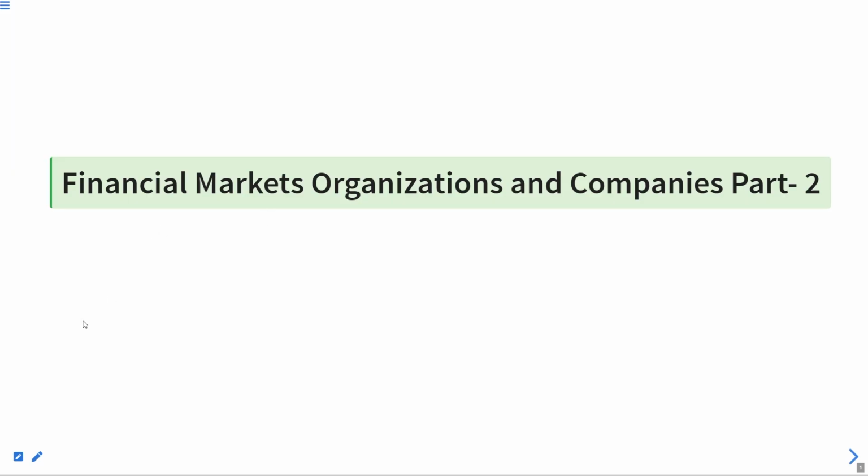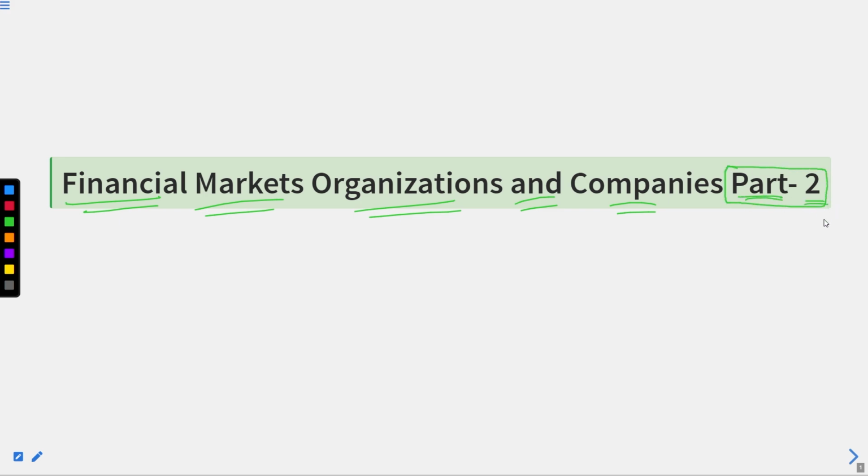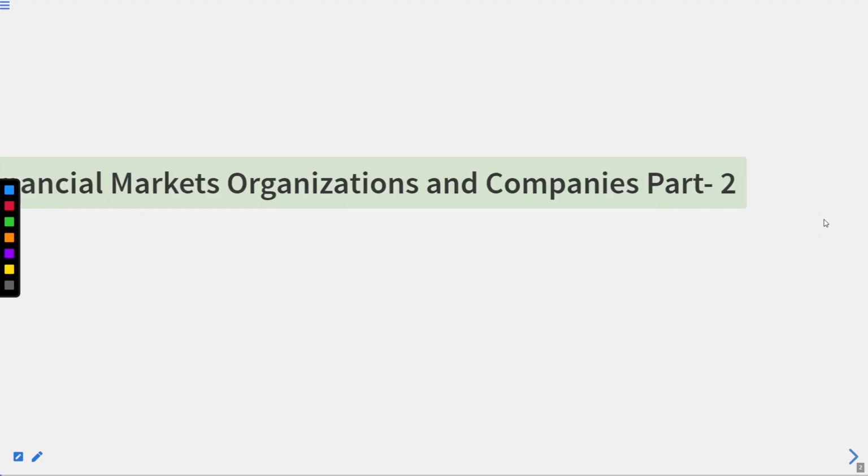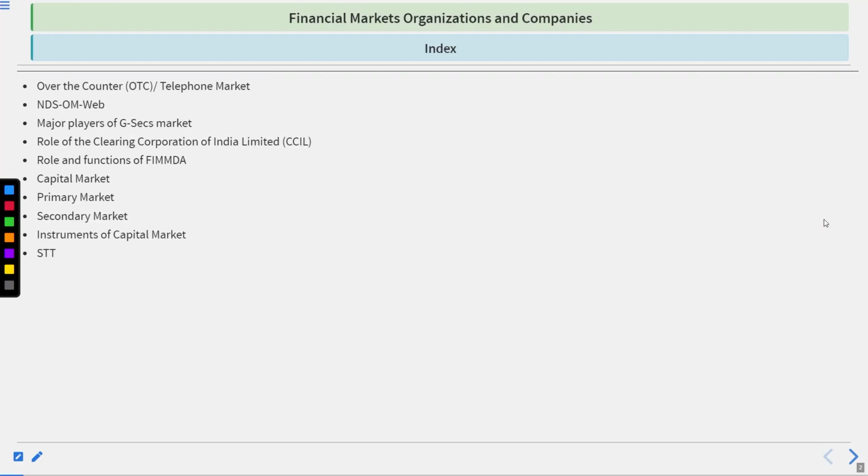So students, as we know, we had started our discussion over the financial market organizations and companies, right? The previous lecture that we had discussed was part 1. In this lecture, we are going to talk about the financial market organizations and companies, and this is going to be our part 2.